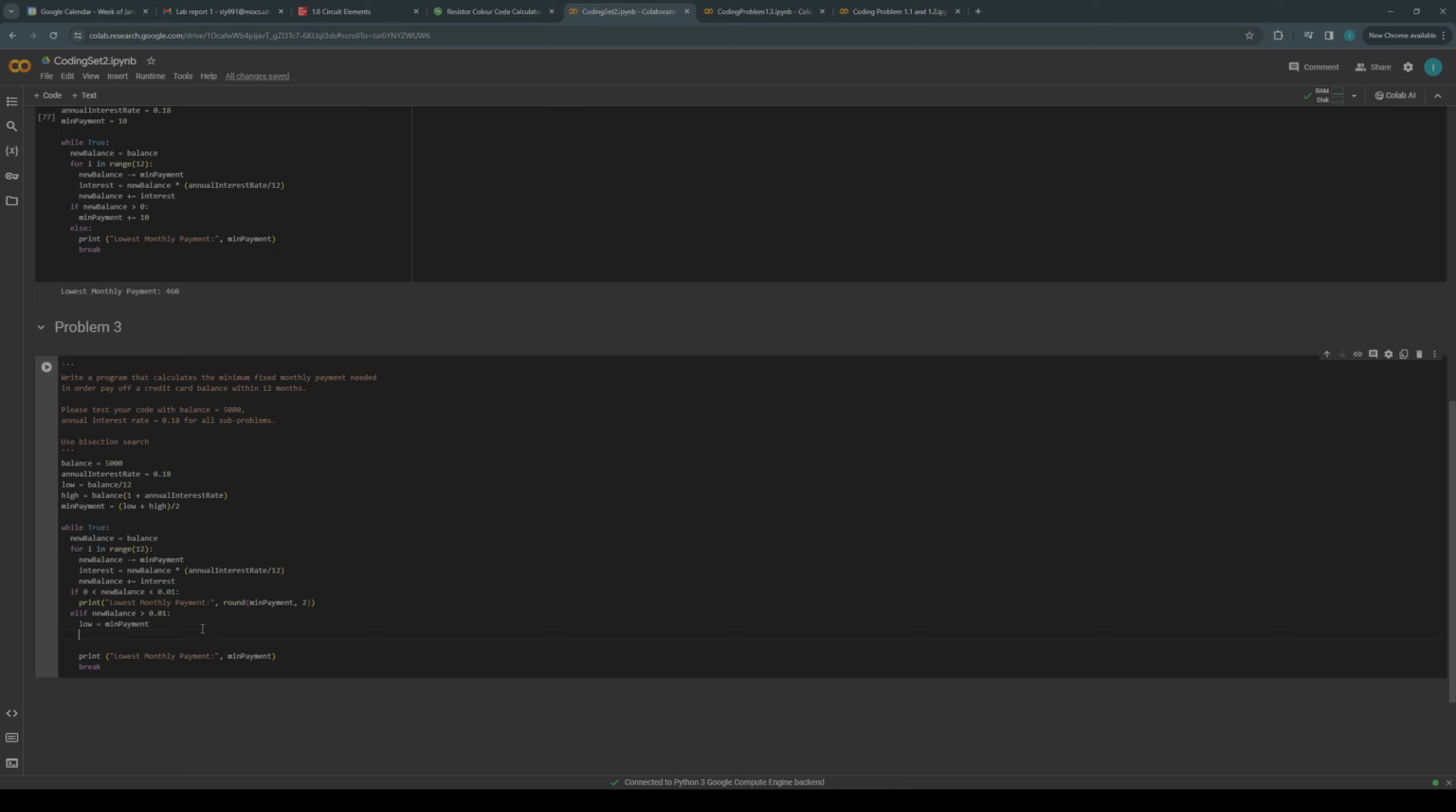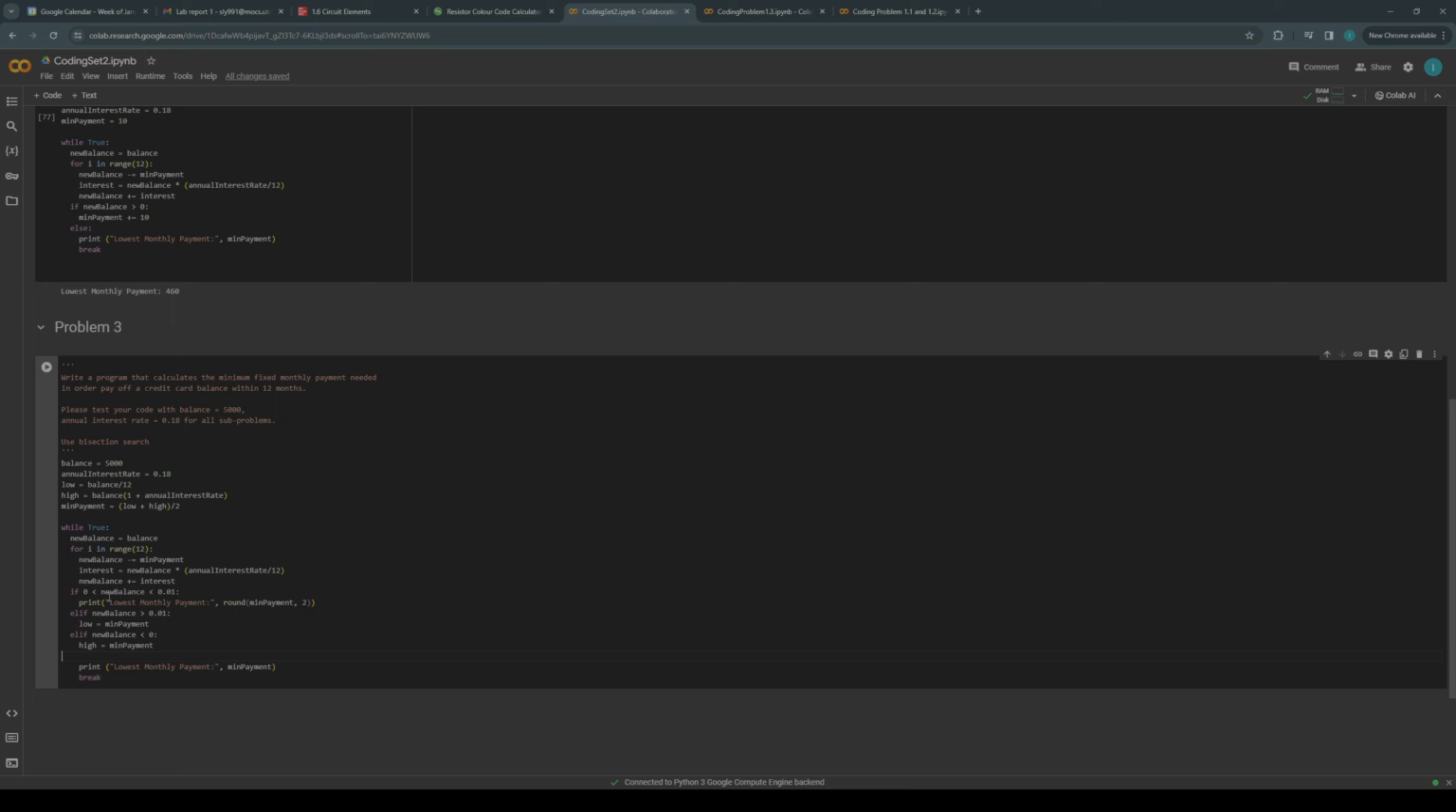So then we can have another else if the New Balance is less than 0, I believe, because we don't want to be negative in this scenario. Then high is going to be equal to the minimum payment, because whatever that minimum payment was, let me capitalize that P, it made the balance go below 0, making it negative, which means that is more than whatever the minimum monthly payment would be.